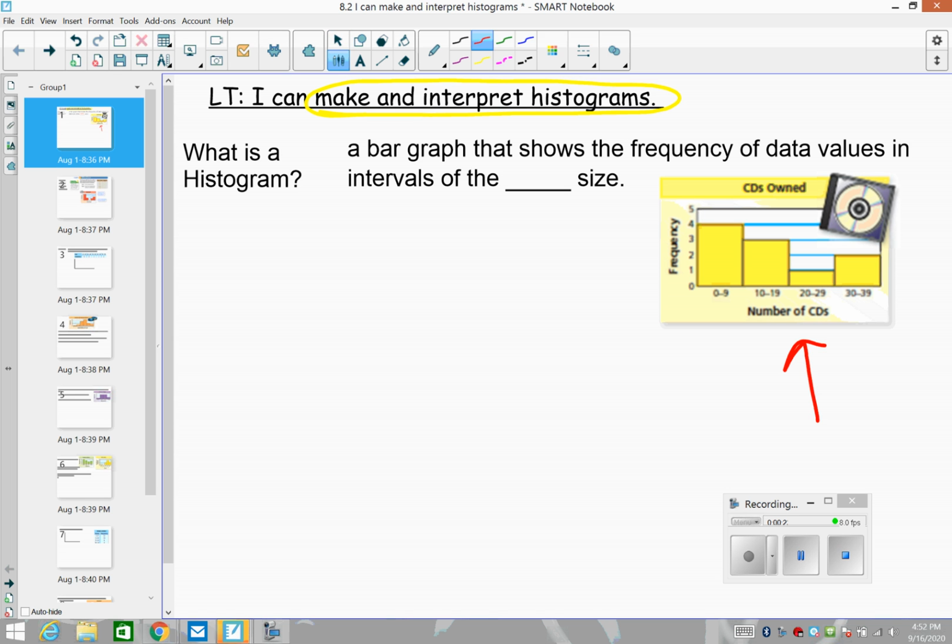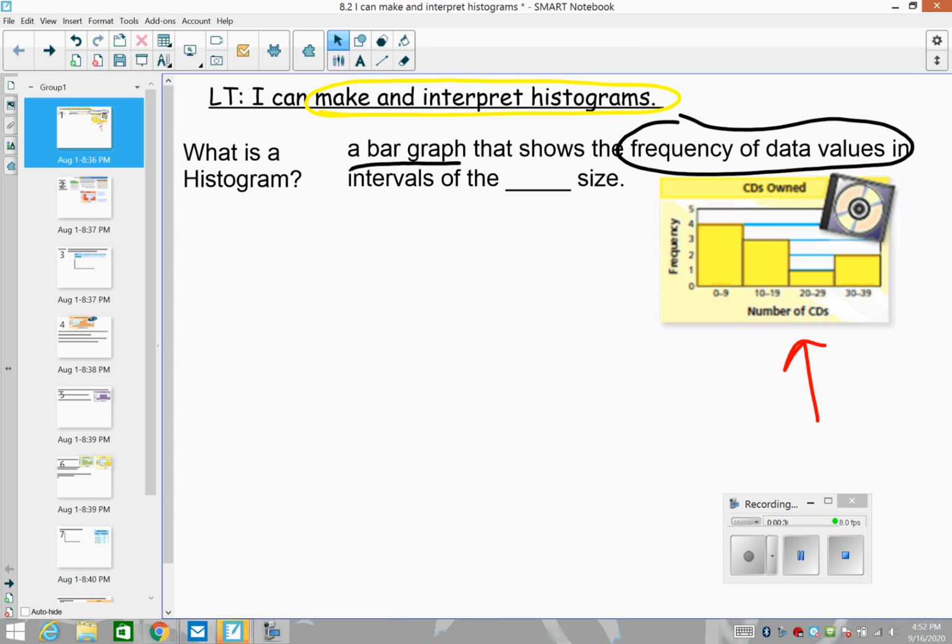Well, as I just stated, it is a bar graph that shows the frequency of data values. The difference is that there are intervals that are the same size. A couple of things are different. One thing you'll notice is that the bars touch each other, so there isn't a gap like when you write down your favorite color. The biggest difference though is that we have intervals here.